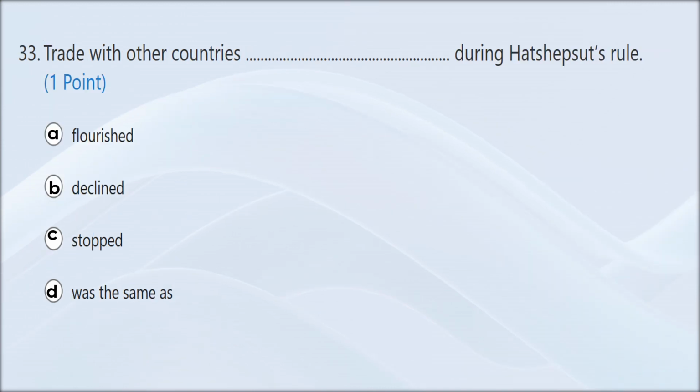Number 33. Trade with other countries during Hatshepsut's rule flourished, declined, stopped, was the same as.